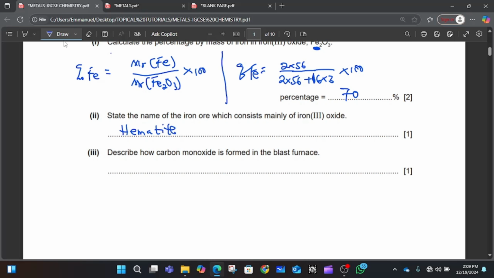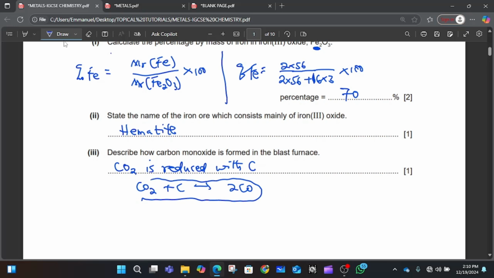III. Describe how carbon monoxide is formed in the blast furnace. So when we looked at the reactions, we saw that when carbon dioxide, that's CO2, is reduced with coke, that is carbon, then we tend to produce carbon monoxide. So that reaction was CO2 plus C, giving us 2 moles of carbon monoxide. So we reduce carbon dioxide with coke to produce carbon monoxide.